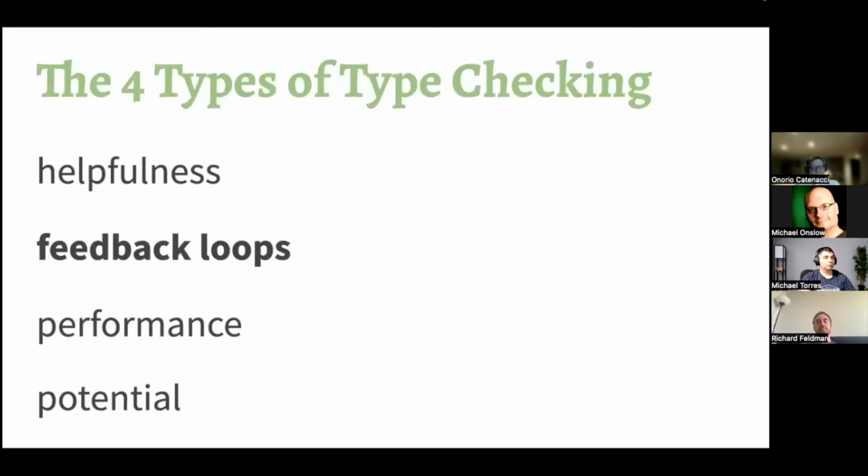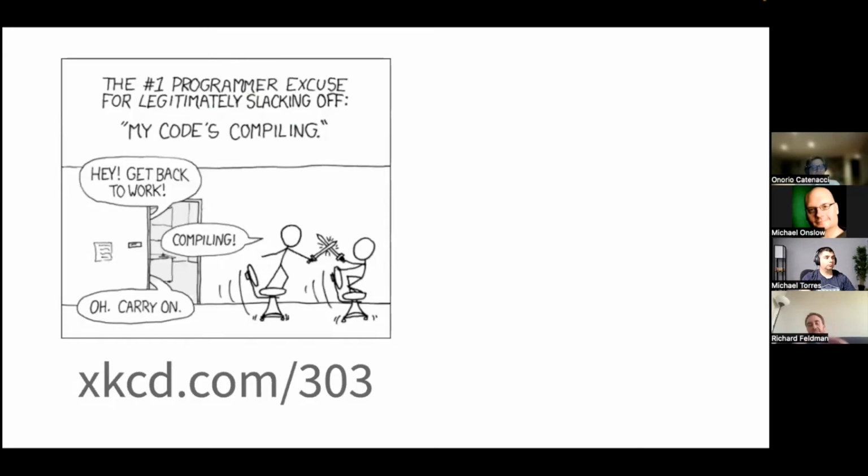Okay. So that was helpfulness. Let's talk about feedback loops, because this is definitely another big factor, especially when time pressure comes into consideration. So this is the obligatory classic xkcd.com/303, the number one programming excuse for slacking off: my code's compiling. I forget when this comic came out. I think it was more than 10 years ago now. I could look that up, but it would pretty much have worked in the 80s. Ever since we've had compiled languages, they've taken a long time to do it.